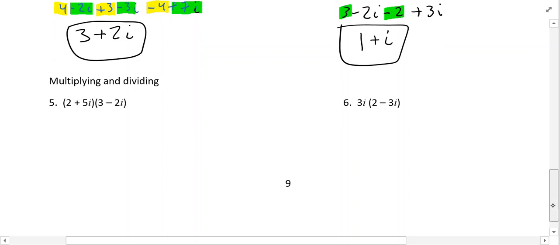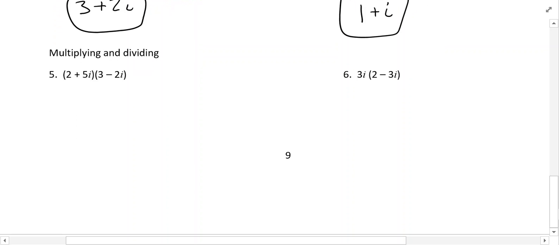Now we're going to do multiplying and dividing. So let's go ahead and use our distributive property here. We're going to multiply. 2 times 3 is going to give us 6. 2 times negative 2 is going to give us negative 4i, or sorry, negative 2i. And then right here we're going to multiply 5i times 3. That's going to give us plus 15i. And then right here we're going to get negative 10i squared. So when I simplify, I have 6, negative 4i plus 15i is going to give me plus 11i.